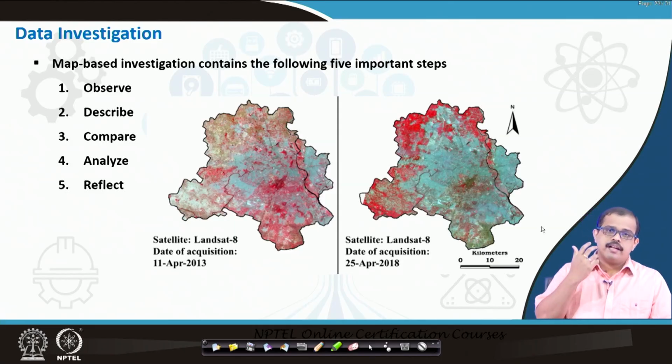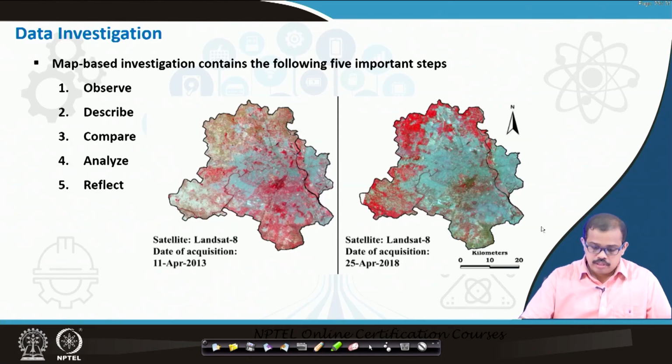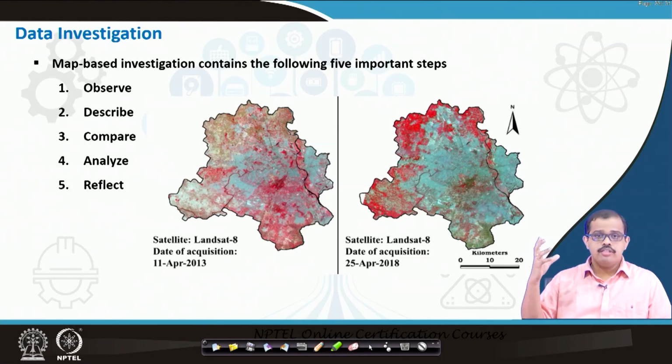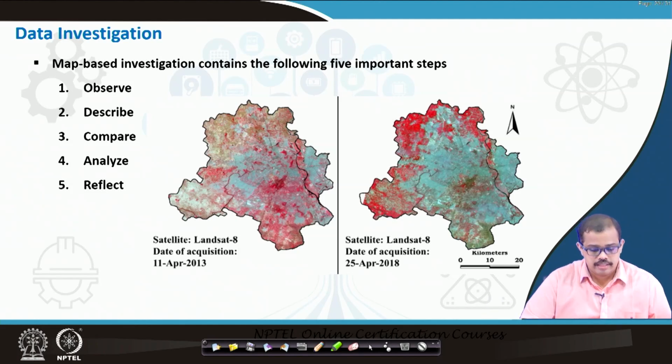So when I say map based, for example, when you look at these two maps, at first instant, what do you understand? The first thing is, I have added satellite data from Landsat 8. It was acquired on 11th April 2013, and the other one is acquired on 25th April 2018. So these are two data sets. This is a satellite map of Delhi.